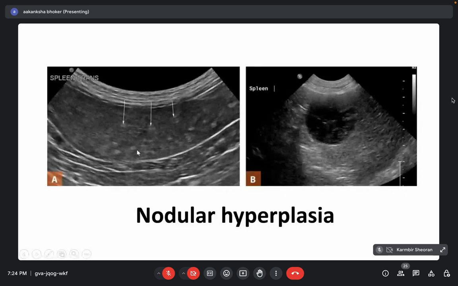These nodules can be hyperechoic or they can be hypoechoic. They can be seen at time of maybe regeneration, nodular regeneration of that organ, or maybe if there is some extramedullary hematopoiesis going on, then also these type of nodules can be seen.